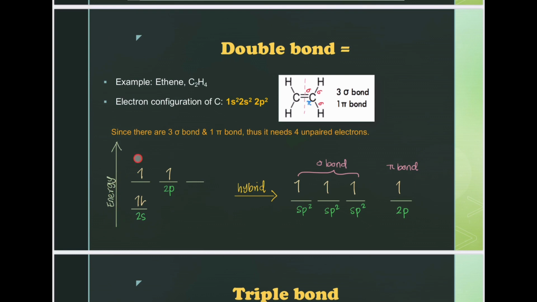So this is the orbital diagram of the isolated carbon atom. And when hybridized, 1 electron jumps to here and becomes sp2 for the 3 sigma bonds, and 1 pi bond here in the 2p. So only sigma bonds are considered for the hybridization.